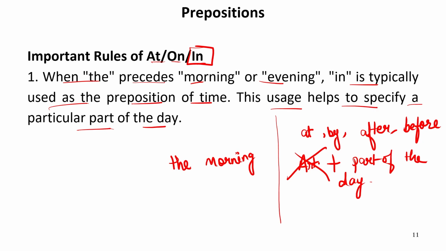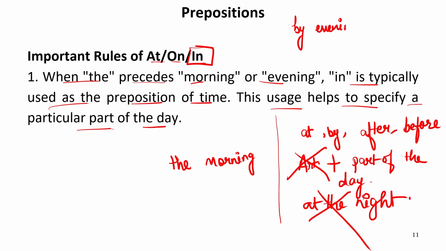For example, we can say at night. We cannot say at the night. That will be incorrect. Obviously, if I say at the night, this will be incorrect. Instead, we should write at night. If I say by evening, I'll call you by evening.